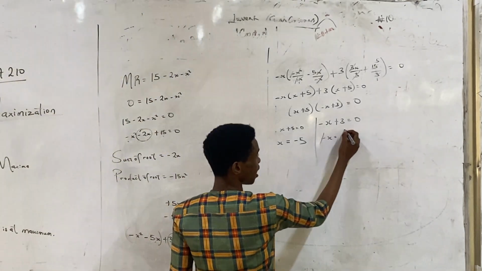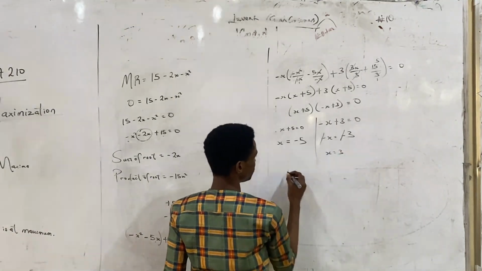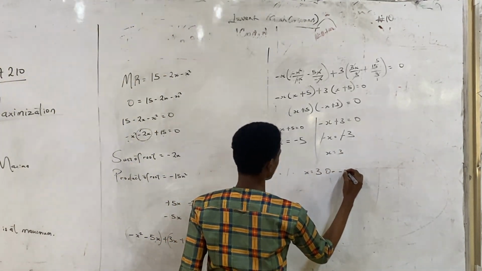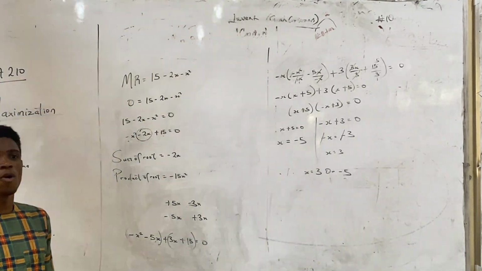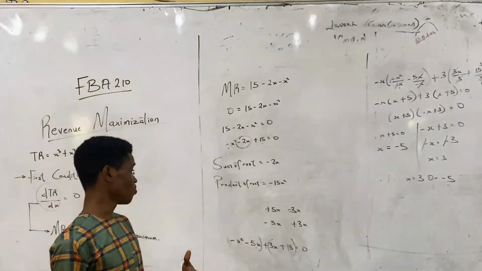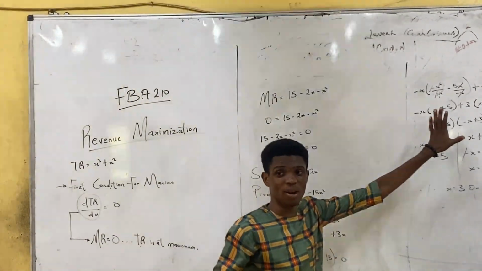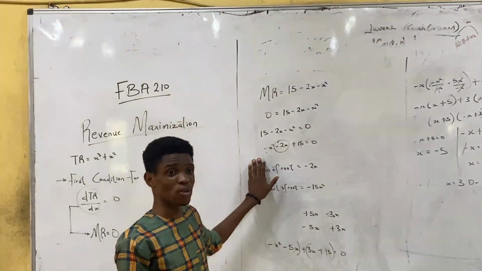So here, this cancels out this. Let's divide both by minus 1. We are having x equals 3. Therefore, x equals 3 or minus 5. And that was exactly what we had when we solved using our calculator. So, given that the exam might be multiple choice questions, no need for you to go through all this stress. From this point, just input it on your calculator and you have your answer.